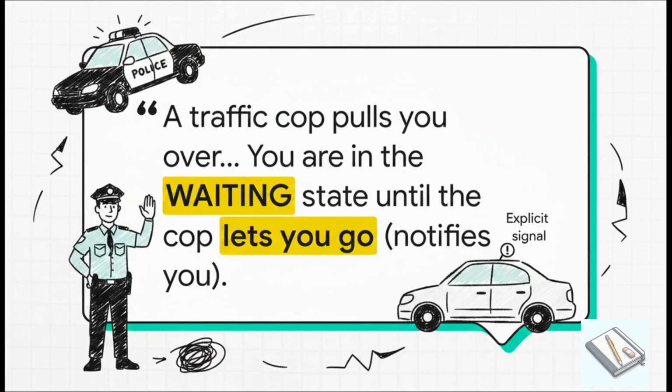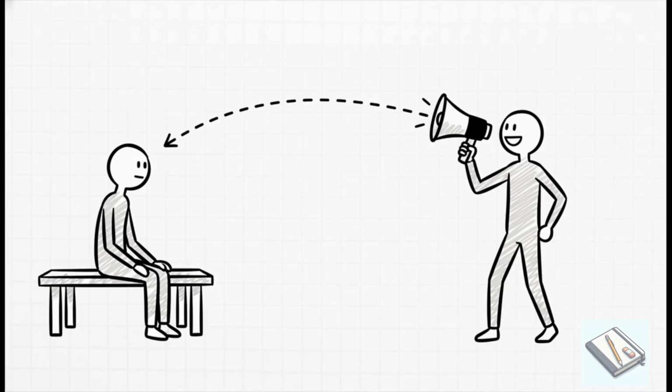That's the waiting state. So in our Java code, a thread puts itself into this state by calling a method like object.wait or thread.join. It's basically raising its hand and saying, hey, I'm gonna take a nap right here, don't wake me up until another thread explicitly tells me it's time to go, using something like a notify call.